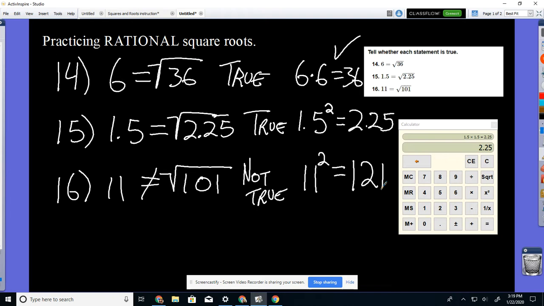16 is not true. So far, these two are rational square roots because we can write the answers as rational numbers. 6 is a rational number. 1.5 is a rational number.